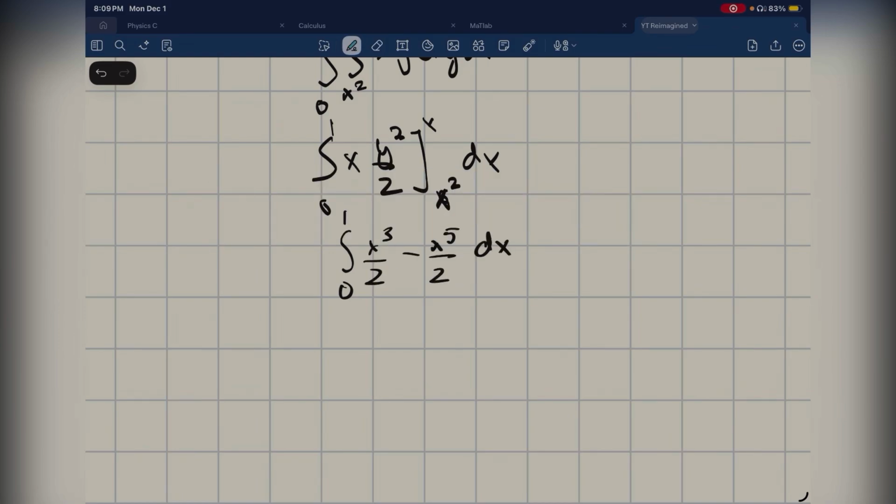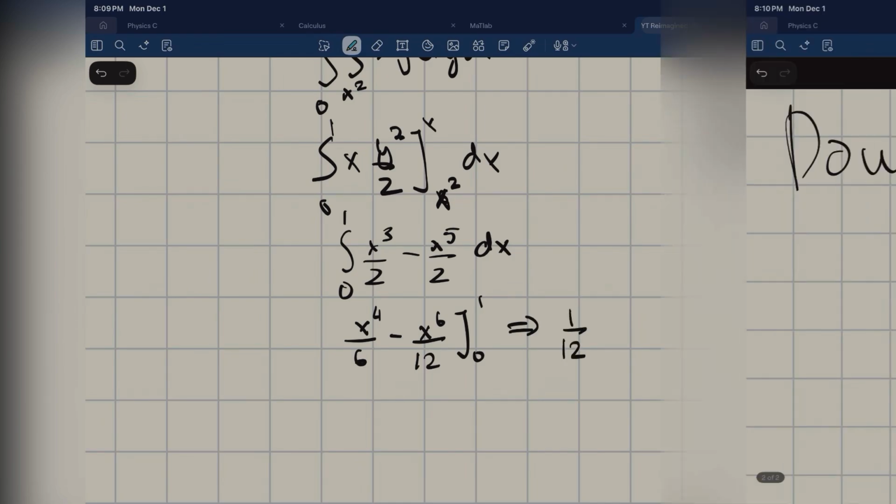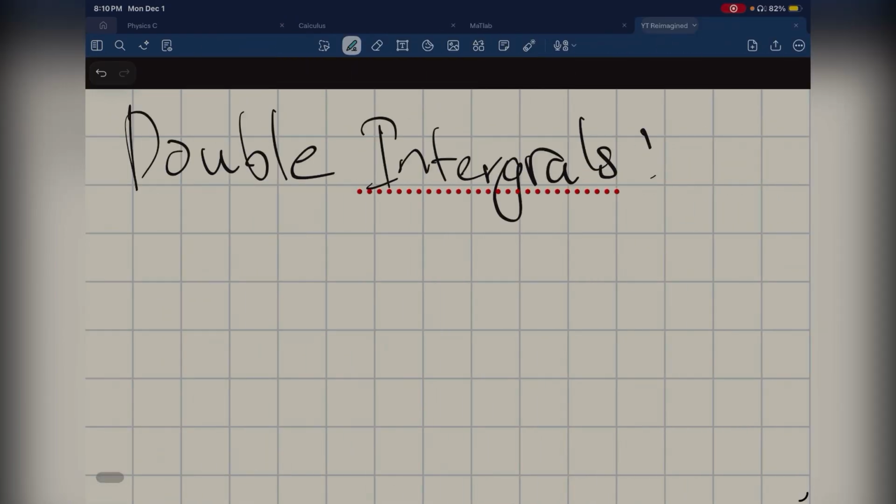dx, right? And then when we integrate this, we're going to have x to the fourth over 8 minus x to the sixth over 12, evaluated from 0 to 1. And then when we do that, we're going to have 1/12, I think.